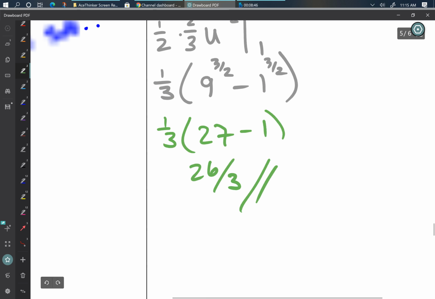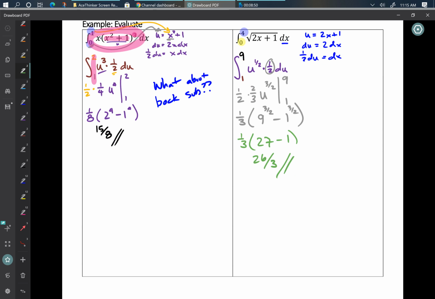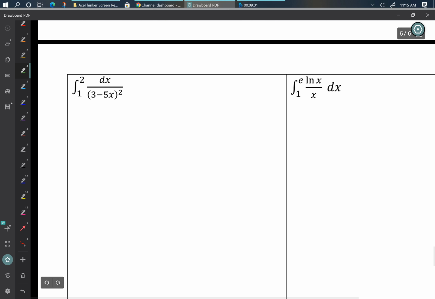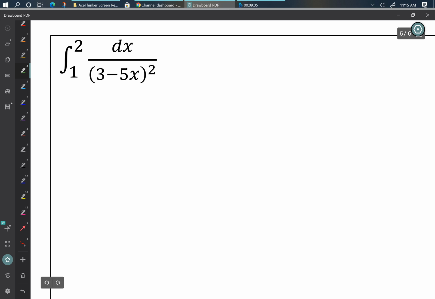So I'm thinking that these are actually, in my opinion, easier. The definite integral ones are easier than the indefinite ones because there's no back substitution. There's just substitute, evaluate, substitute, evaluate, substitute, evaluate. All right, the integral from 1 to 2 of the quantity dx divided, that's ugly. I'm going to rewrite this.